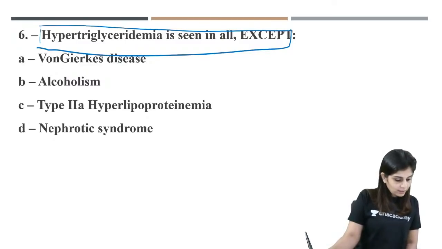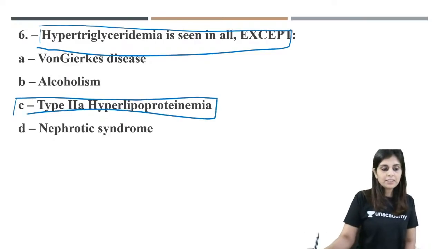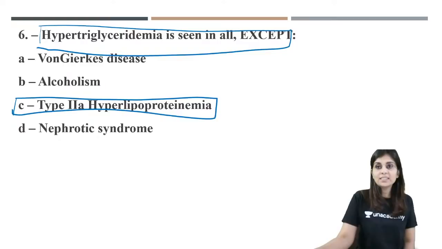Very good. David has answered it right. Sarah has answered it right. So what is the answer here? Hypertriglyceridemia seen in all except. The answer is choice C.